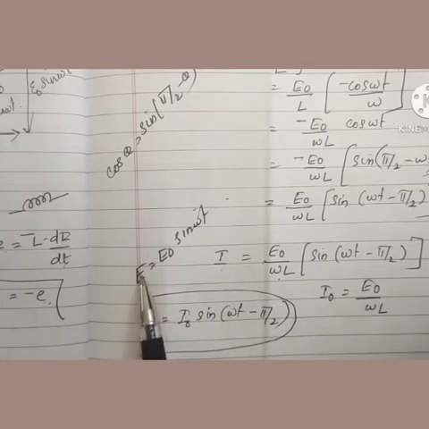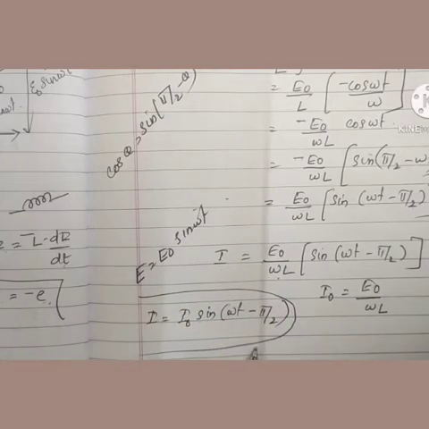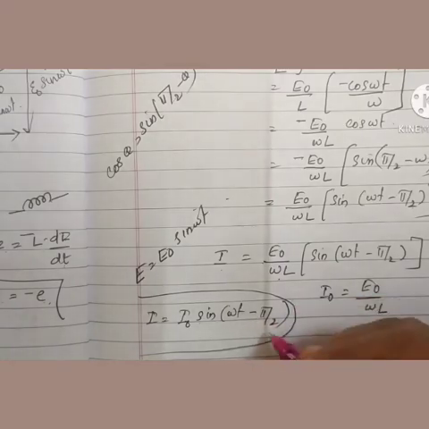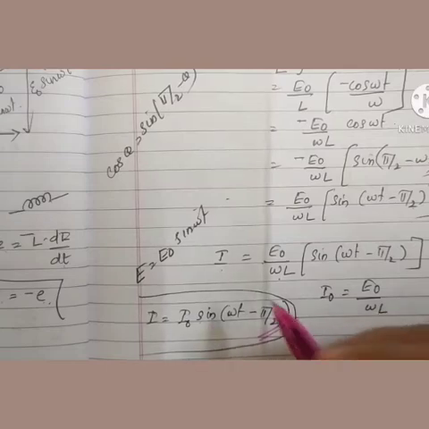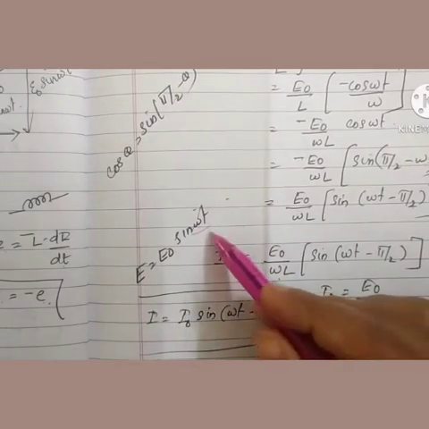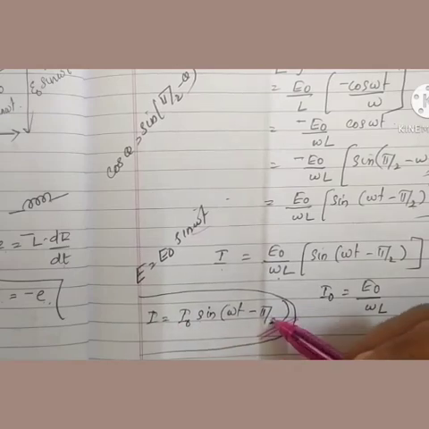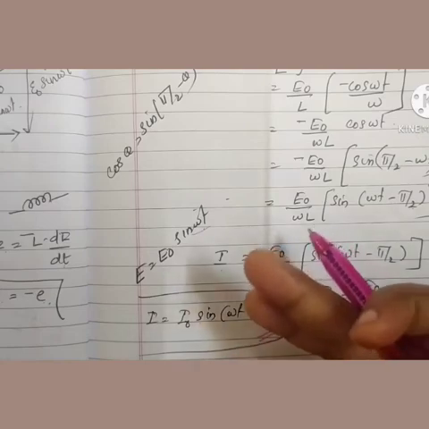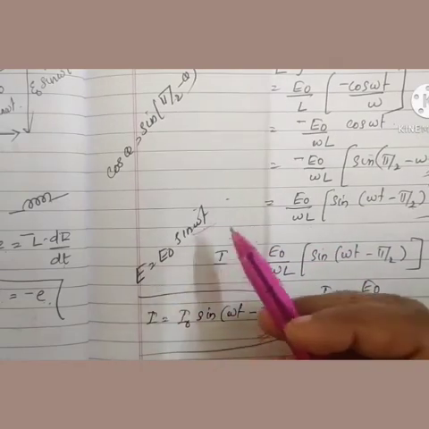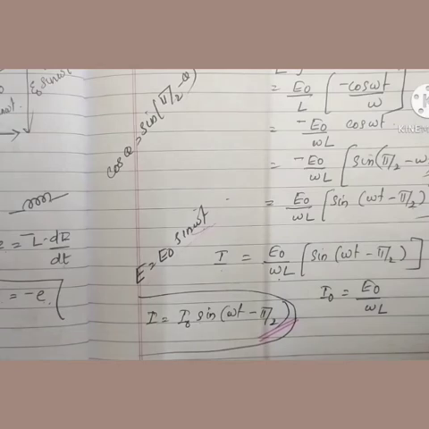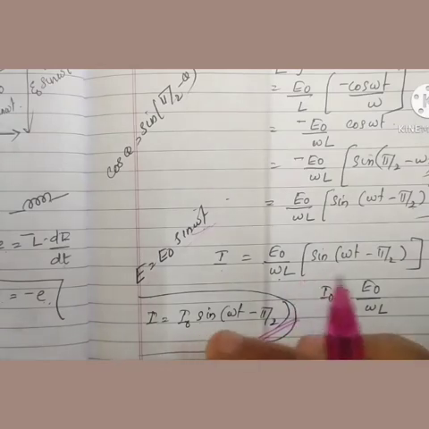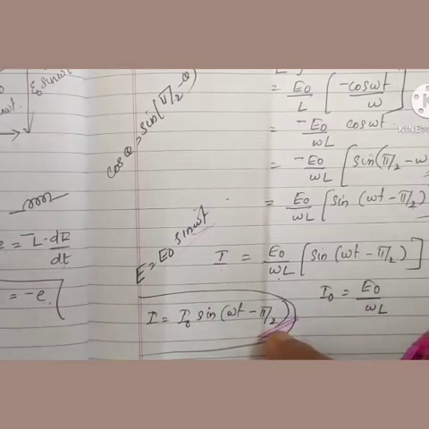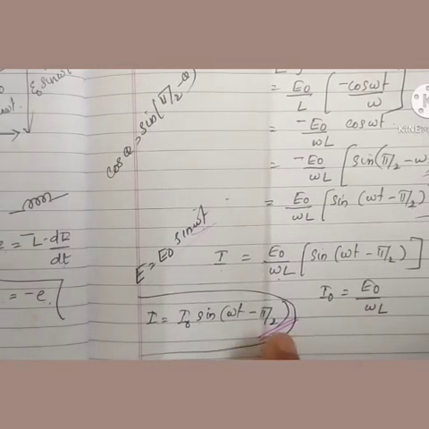Or you can say the voltage leads the current by a phase angle of pi by 2. Clear? Here you can see pi by 2 is there. When you compare these two, the current is lagging behind this EMF by pi by 2, or reversely you can say voltage is leading by a phase of pi by 2. So in a purely inductive circuit, there is a phase difference of pi by 2 by which the current is lagging behind the EMF.